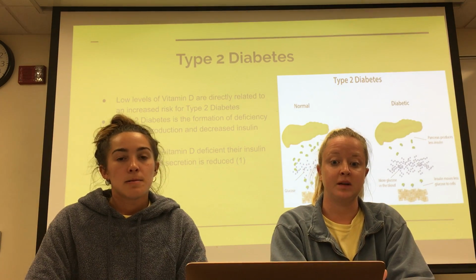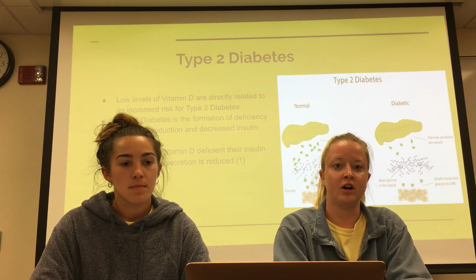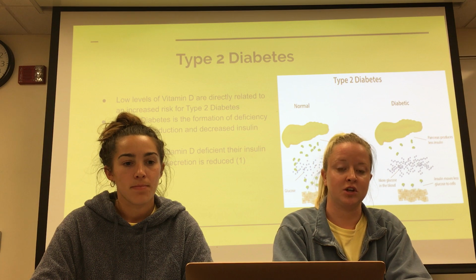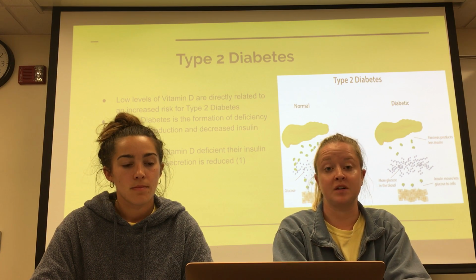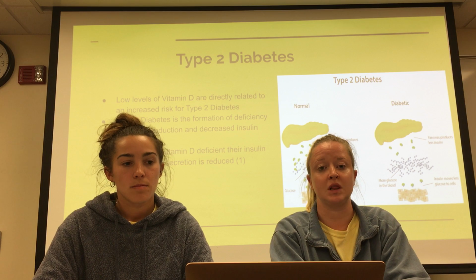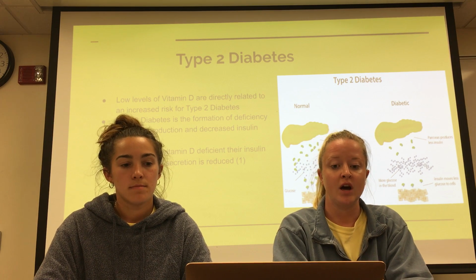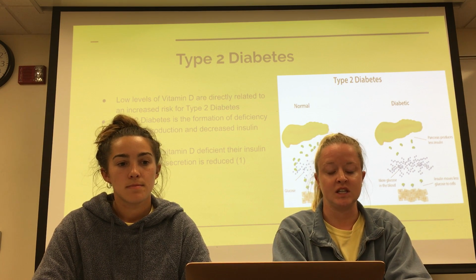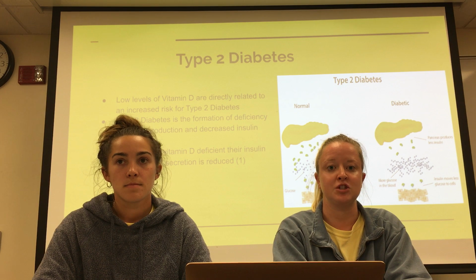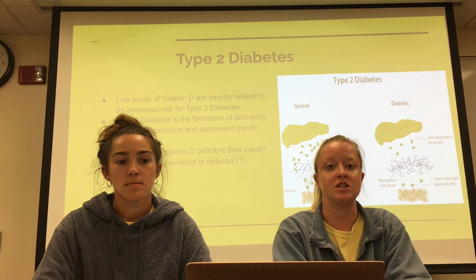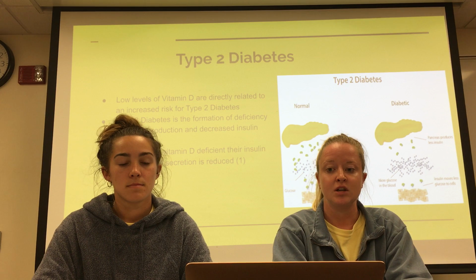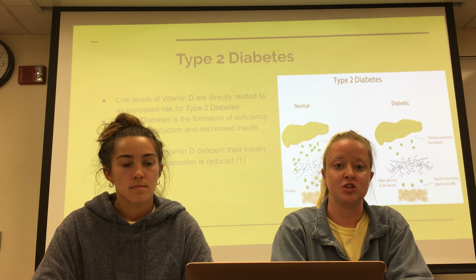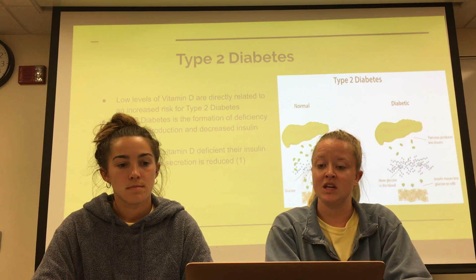So the next thing we'll talk about is type 2 diabetes. There are a lot of studies that I looked at that specifically talked about how low levels of vitamin D or vitamin D deficiency is directly related to type 2 diabetes. Type 2 diabetes specifically is a deficiency in insulin production and a decreased insulin sensitivity. So having a vitamin D deficiency reduces both of these.